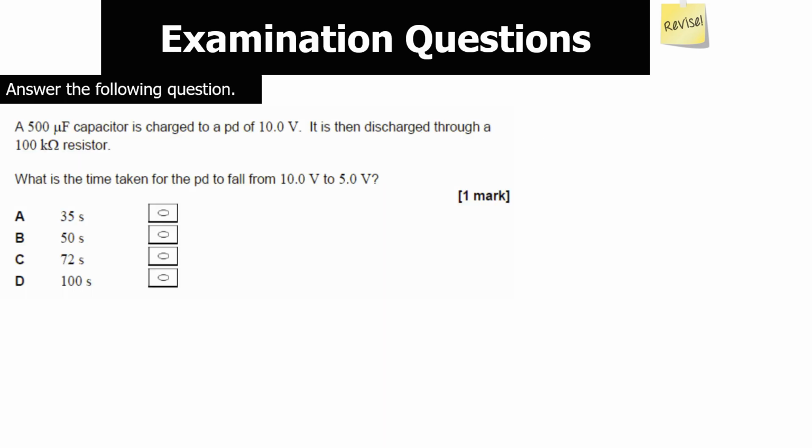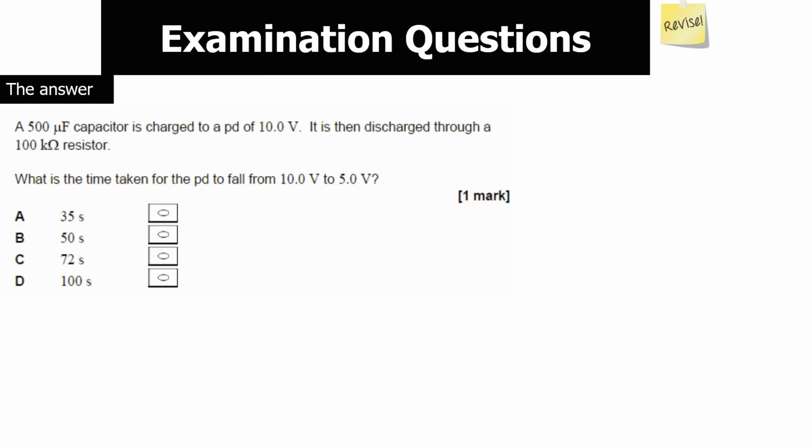The next question says, a 500 microfarad capacitor is charged to a potential difference of 10 volts. It's then discharged through a 100 kilo ohm resistor. What is the time taken for the potential difference to fall from 10 volts to 5 volts? So pause the video now, then unpause the video and you'll want to go through your answer.